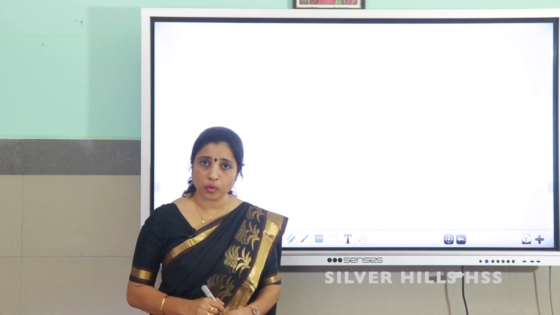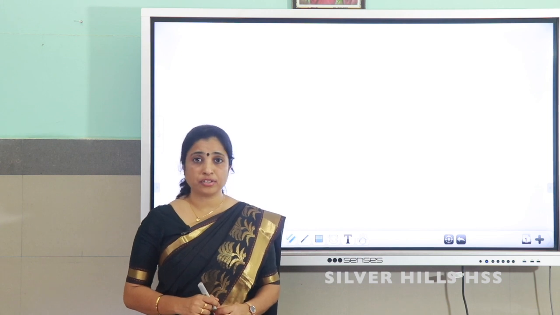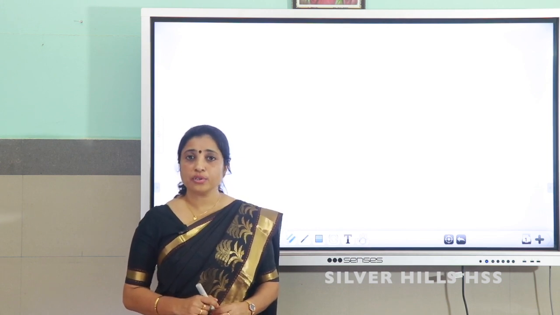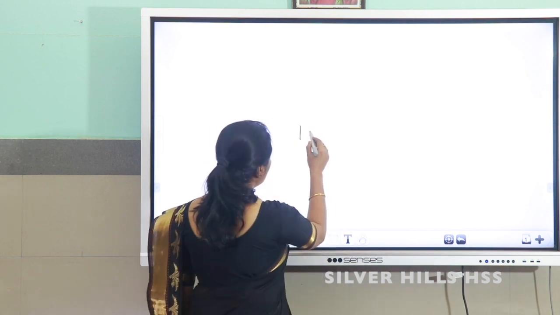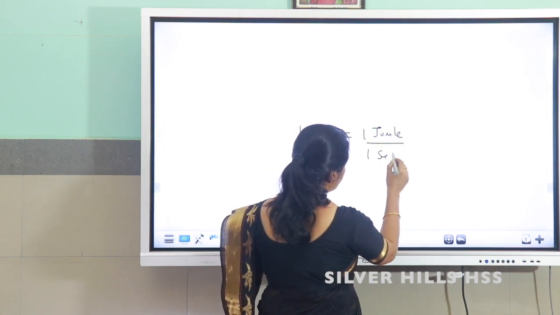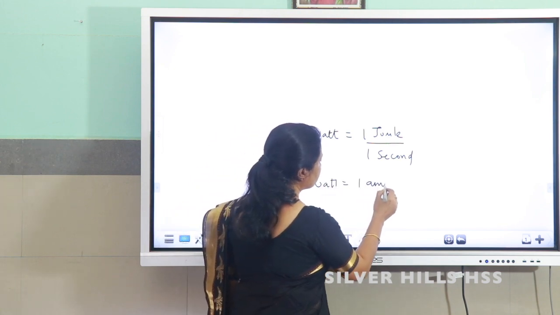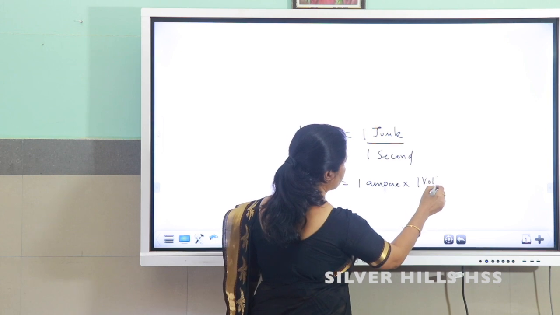Now let us see what is the SI unit of power. The SI unit of power is watt. The power of an appliance is 1 watt if it consumes energy at a rate of 1 joule per second. Or power of a circuit is 1 watt if 1 ampere current is flowing through the circuit on applying a potential difference of 1 volt. So you can write the equation 1 watt is equal to 1 joule by 1 second, or 1 watt is equal to 1 ampere into 1 volt.